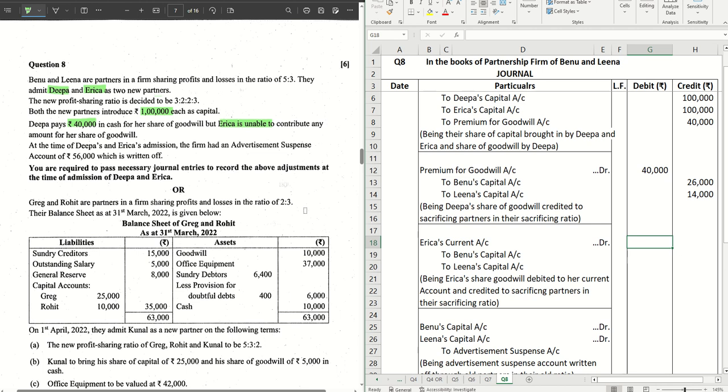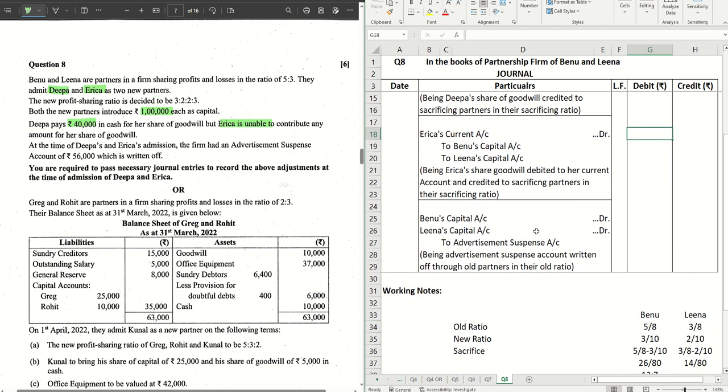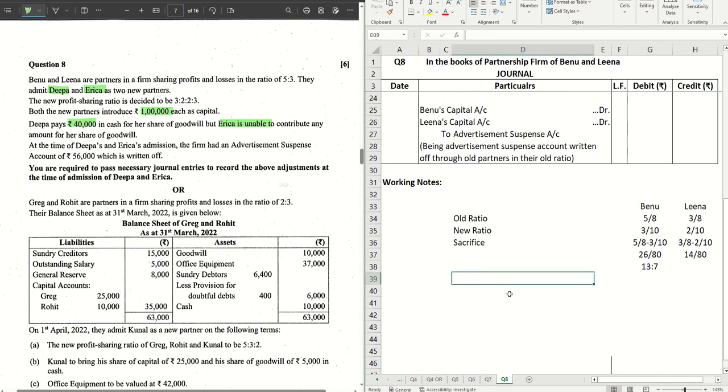ratio. Now, here in the question, it is not mentioned how much Erica was supposed to bring. We have to calculate that using the simple unitary method based on Deepa's share of goodwill. So Deepa's share of goodwill is how much? Deepa's share of goodwill is straight away 40,000, right? So if I write Deepa here, or straight away, let's make it even simpler, 40,000.